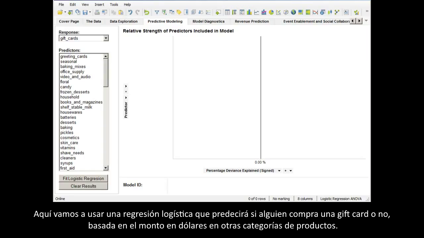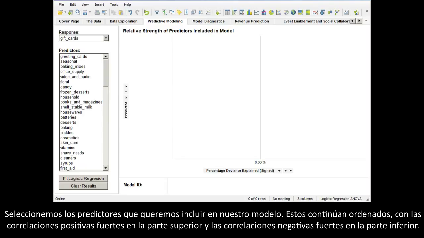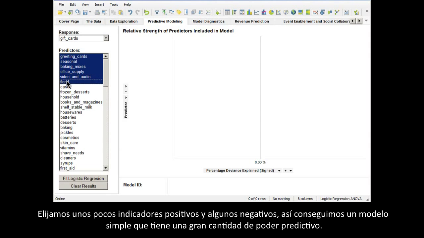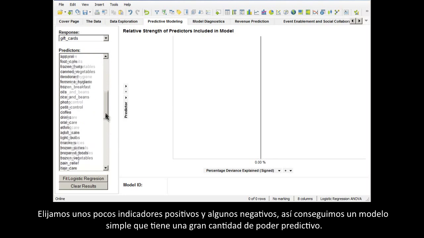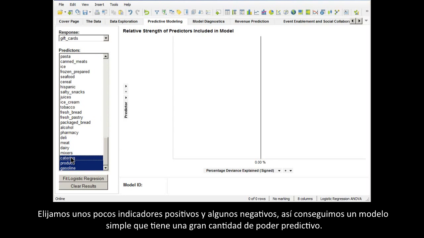Here we are going to use a logistic regression model which will predict whether or not someone buys a gift card based on the dollar amount spent in other product categories. Let's select which predictors we want to include in our model. These are still in order with the strong positive correlations at the top and the strong negative correlations at the bottom. Let's select a few of the strong positive predictors and a few of the negative predictors, so we get a simple model that has a lot of predictive power.